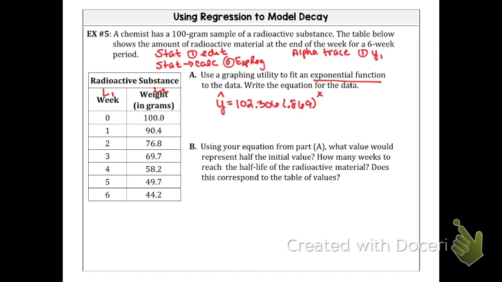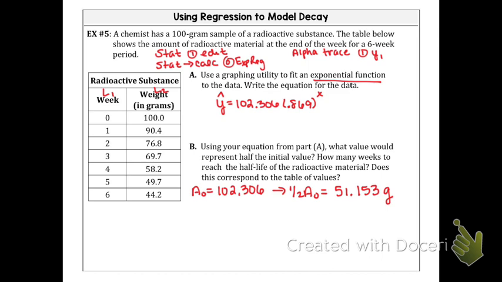And then B says, using your equation from part A, what value would represent half of the initial value? How many weeks to reach the half-life of the radioactivity? Does this correspond to the table of values? All right, so well, it wants half of the initial value. So my initial value is that 102.306. And if I want half of that, that would be approximately 51.153 grams. So I'm just going to multiply by 1/2 or divide it by 2.